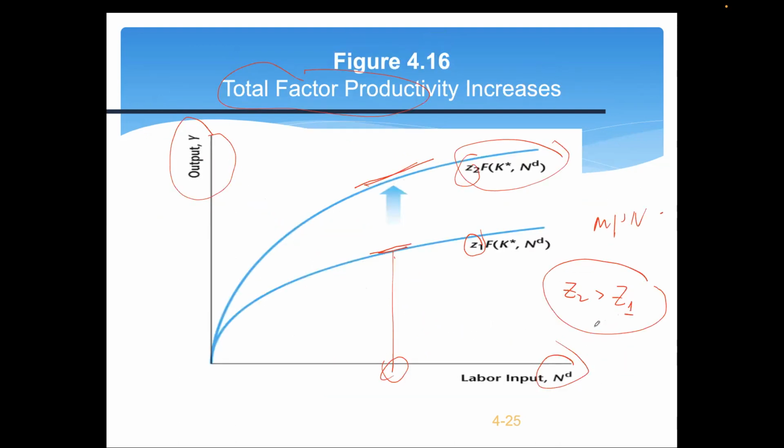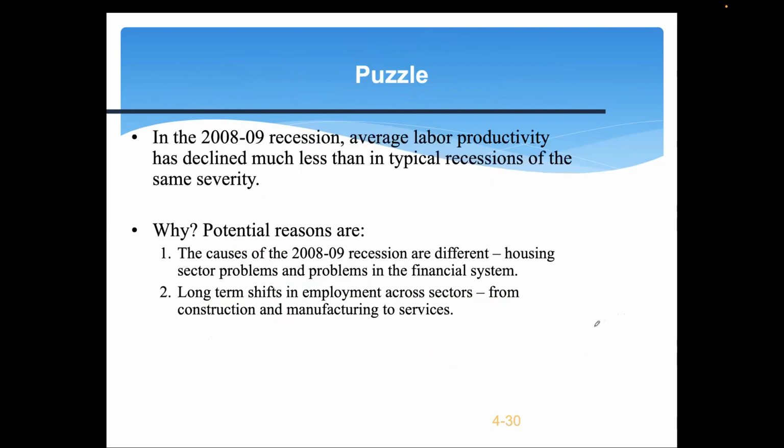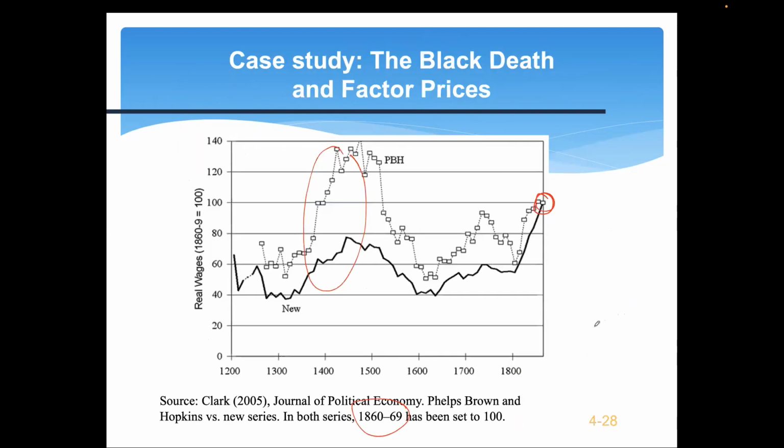Okay, let's go back to the last one. This is exactly what shows up in history. So N declines, MPN increases, and that means wage must increase.